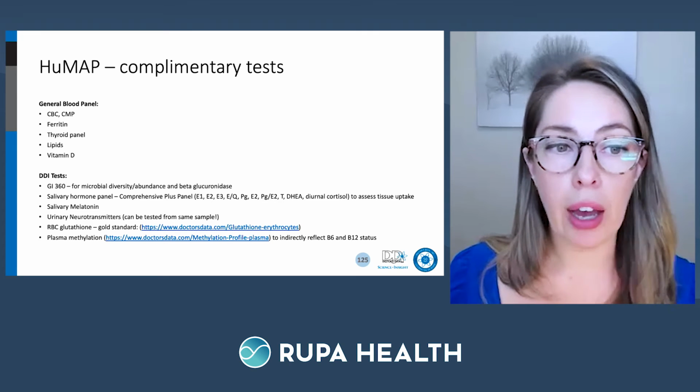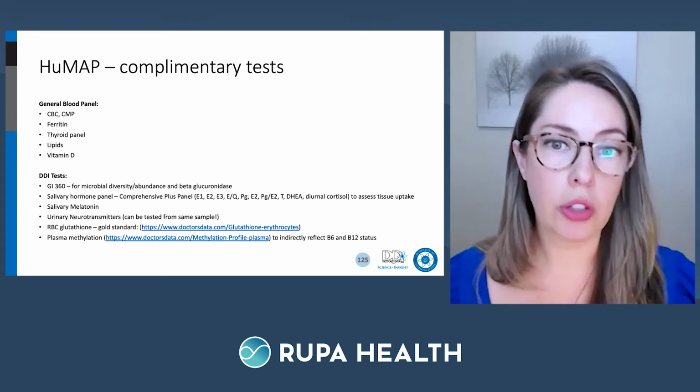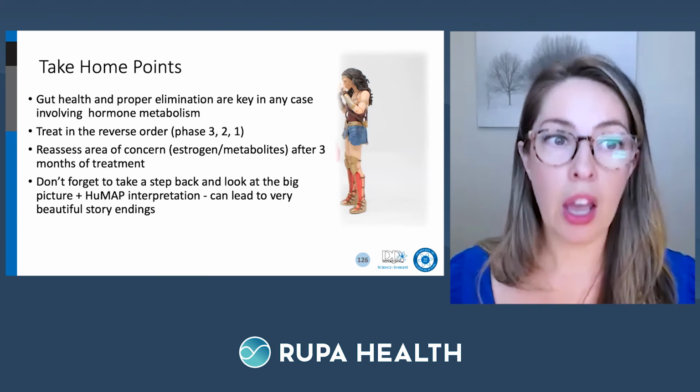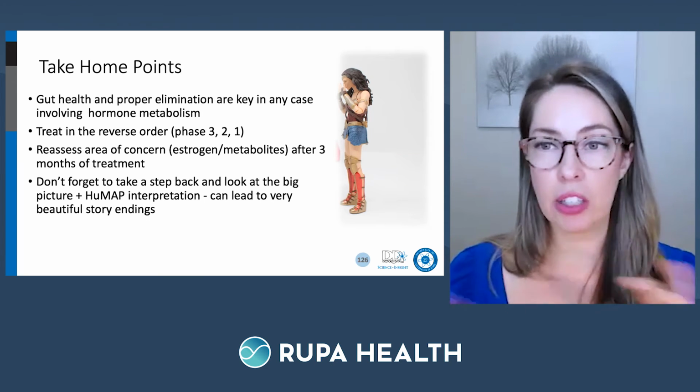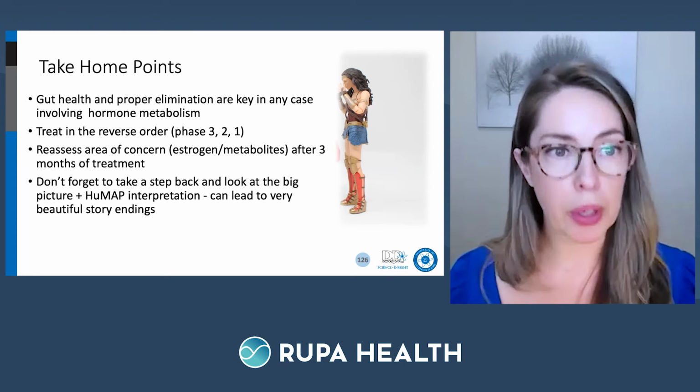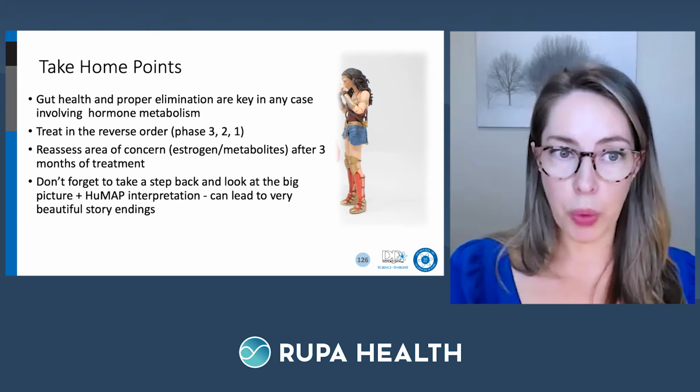And we do have a gold standard test, which is the red blood cell glutathione level that you can take a peek at. So these are the take-home points. Gut health, proper elimination, super key to this entire story, probably where you want to start. I would treat in reverse order, phase 3, phase 2, phase 1.